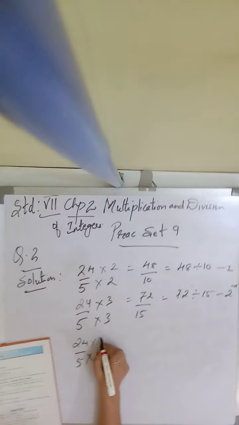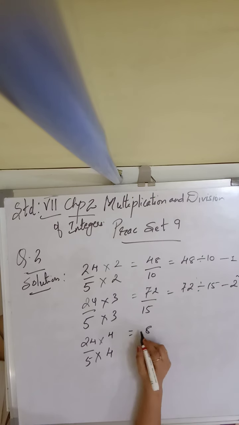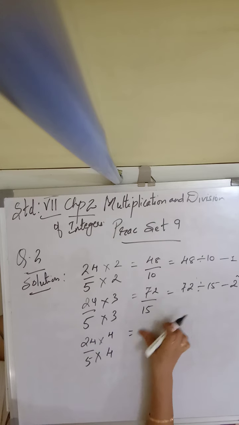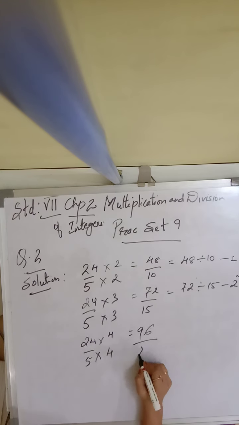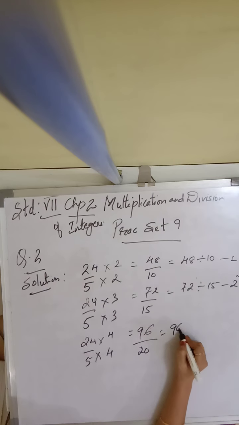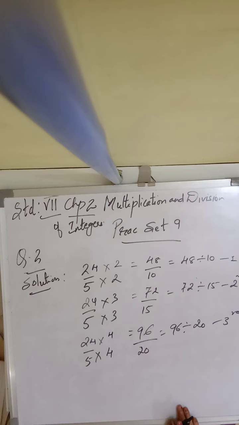Here I am multiplying by 4. So 4 4s are 16, carry 1, for 8 and 9, 96 upon 20. So this is equal to 96 divided by 20. This is my third pair. Clear, children? Copy down. Question 2, we have found the 3 pairs of divisions of integers.